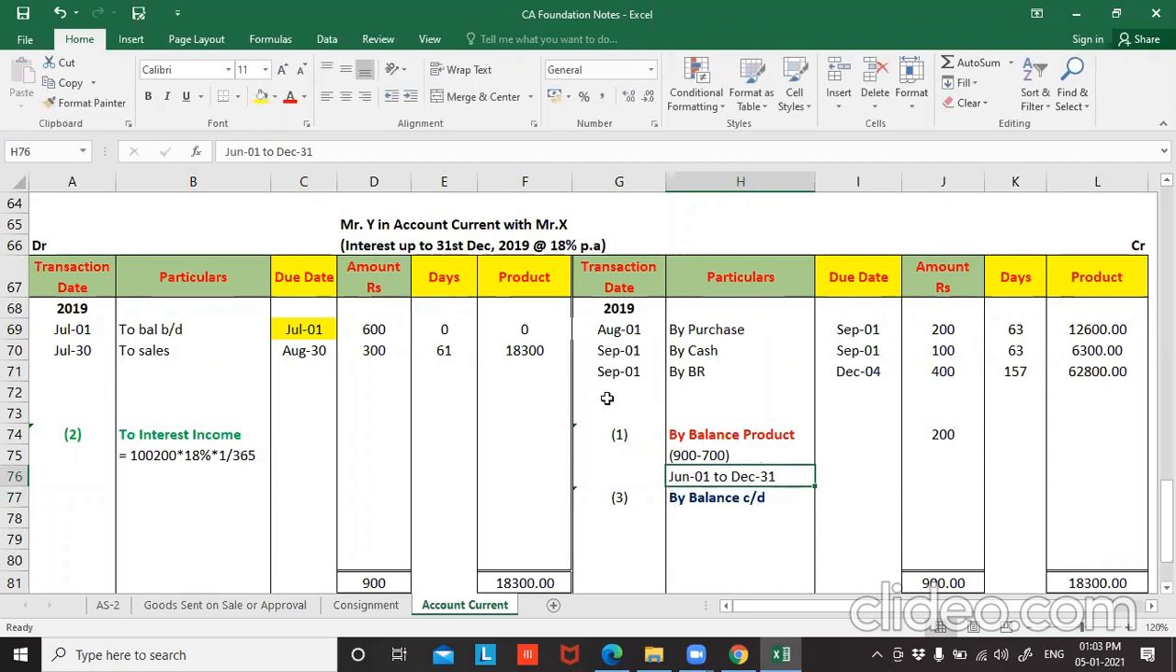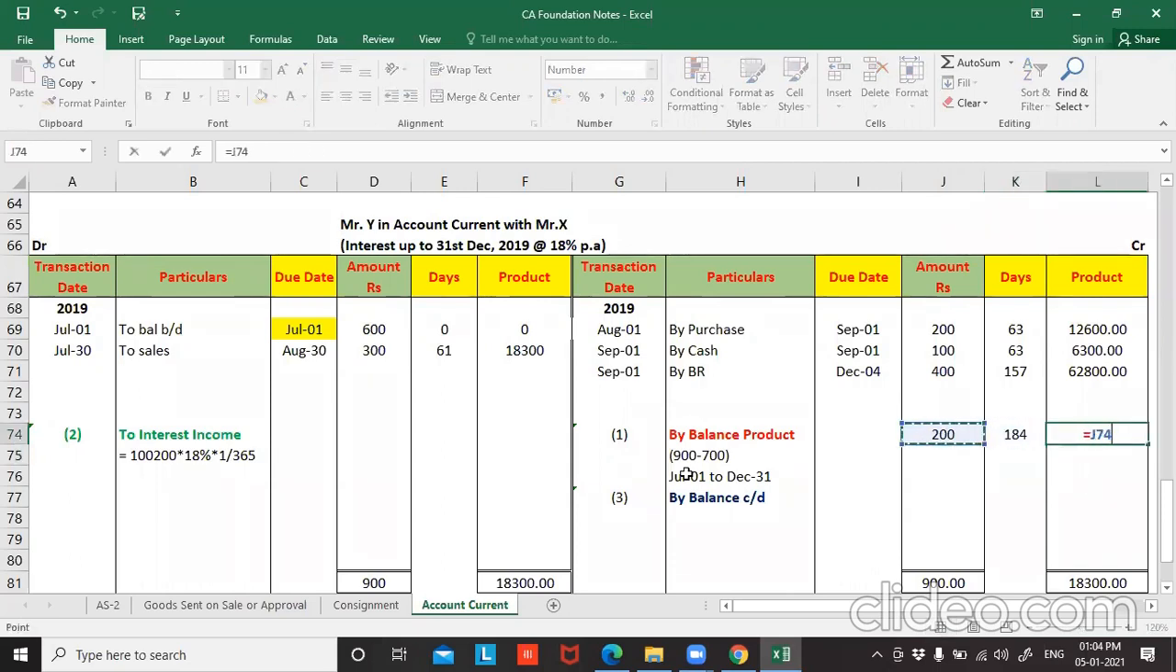Now, this balance of product alone, we're calculating forward from July to 31st December. Please tell me, from July 1 to 31st December, how many days? I will include July 1 because it's the balance brought down. I'll include the first day of July also. 31 days of July, August 31, September 30, October 31, November 30, plus 31 of December, 184 days. Are you getting 184? Yes, sir. Take a product of this.